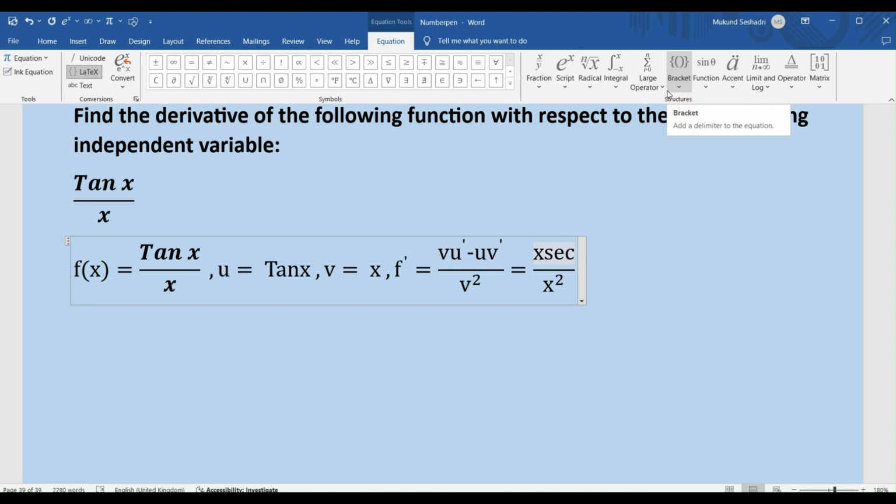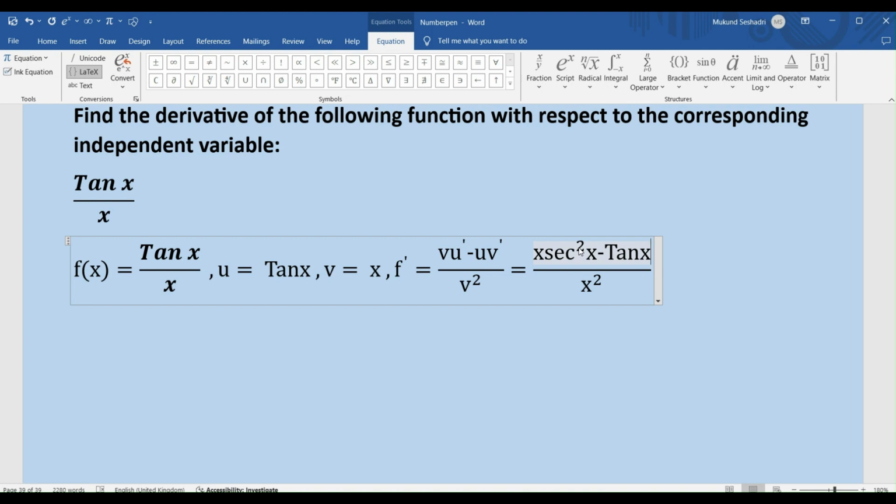And I have my d by dx of tan x is secant square x. So let me write that secant square x. And then I have my second part of the numerator, which is uv dash. And what is my u? Tan x, right? So I write it as it is. And what is my v dashed? My v dashed is nothing but d by dx of x, which is 1, right?